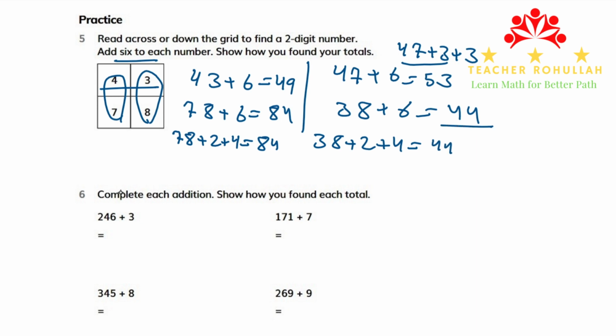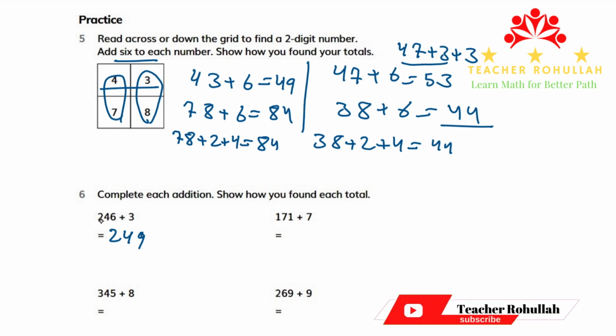In question 6, it says, complete each addition. Show how you found each total. So 246 plus 3 will be equal to 249. How I found? I used counting on. To add 246 plus 3, we can count on by counting in ones. 246, 247, 248, 249.